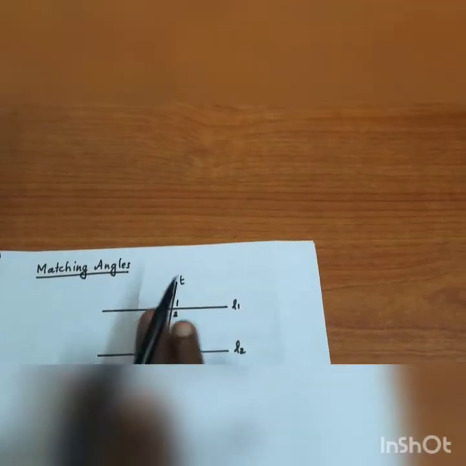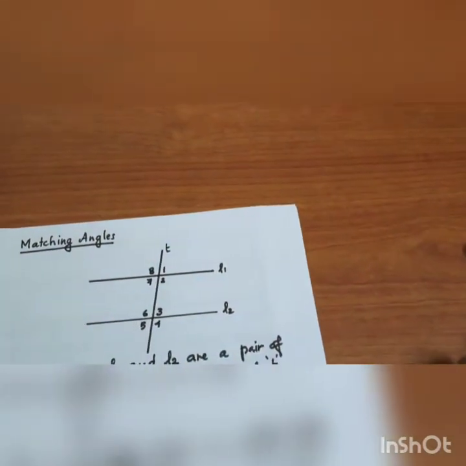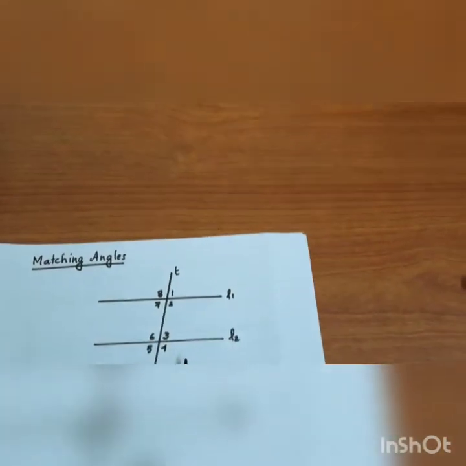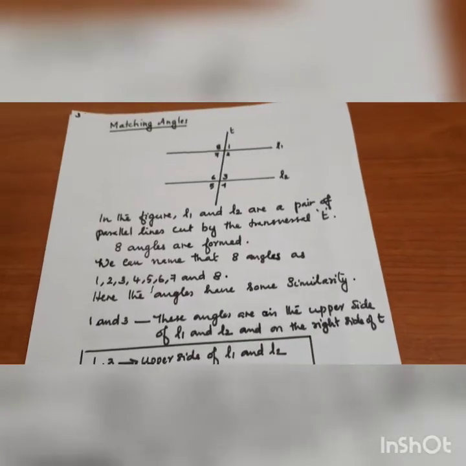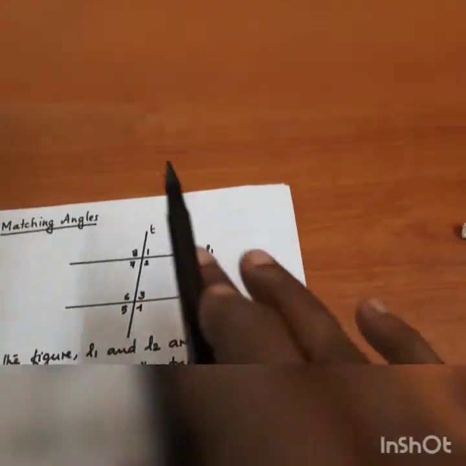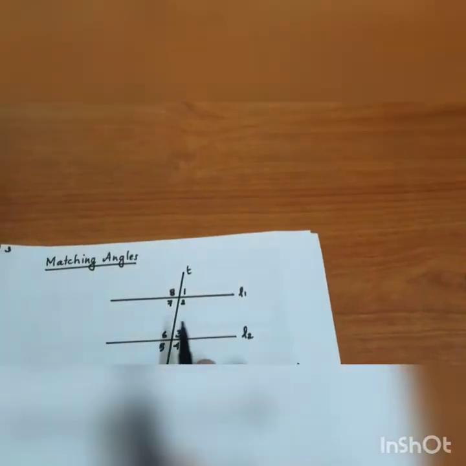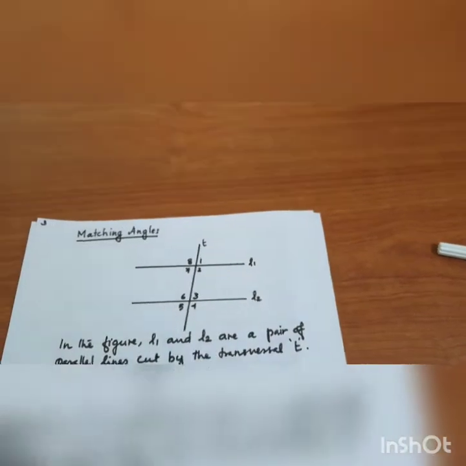Both the angles are on the right side of the transversal. Both 1 and 3 are on the right side of the transversal. And also, 1 is the upper side, the top portion of L1, and 3 is the top portion of L2. That means 1 and 3 are on the upper side of L1 and L2 and the right side of T. Then another pair, 2 and 4. That is also on the right side of T, but both angles are on the bottom side of L1 and L2. 2 is the bottom side of L1 and 4 is the bottom side of L2. That is the other pair.